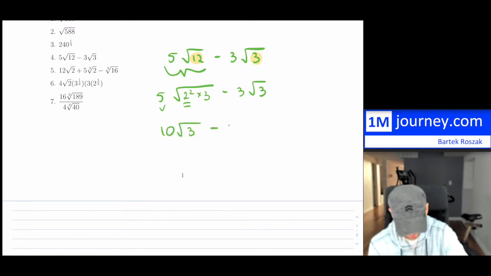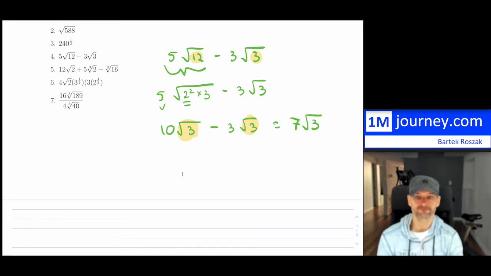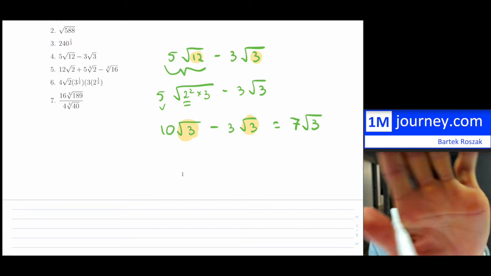And now, look at that. Now we can work with these because these are now like terms. So the answer is going to be 7 times the square root of 3. That's 10 minus 3. All right? So that's interesting. Okay, so this is what we have.